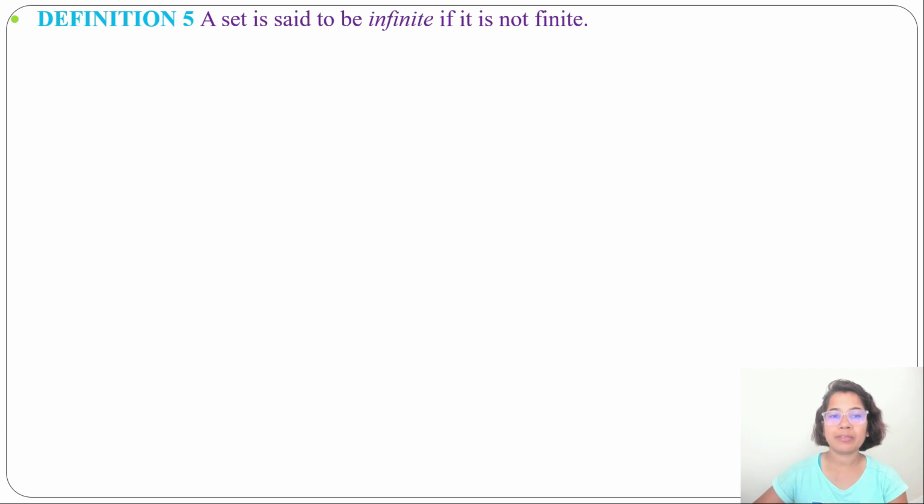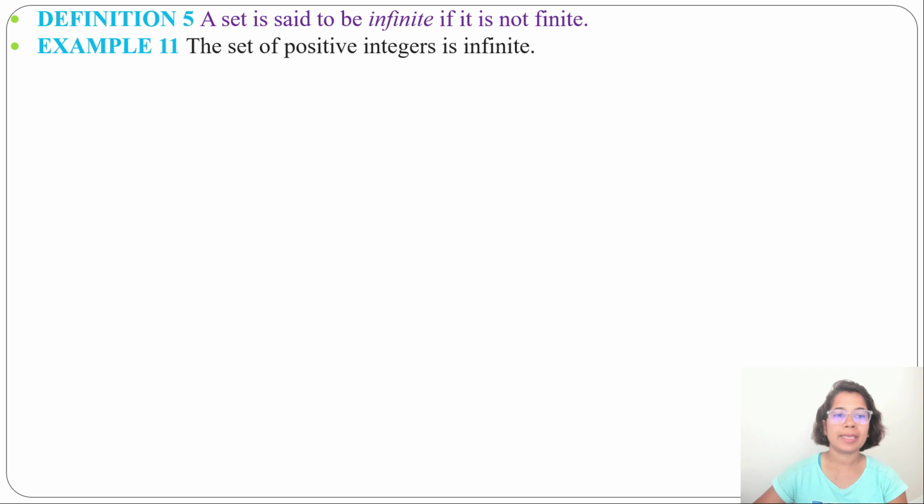Now what is an infinite set? A set is said to be infinite if it is not finite. If we cannot count it, then it is an infinite set. Example 11. The set of positive integers is infinite. The set of real numbers is infinite, which you cannot count.